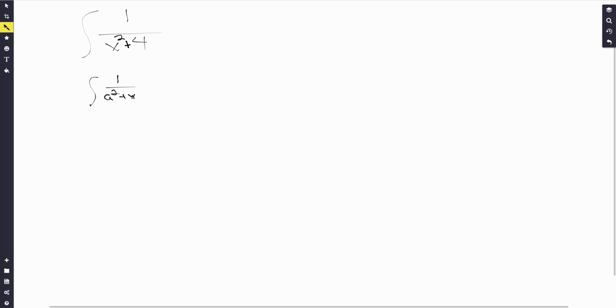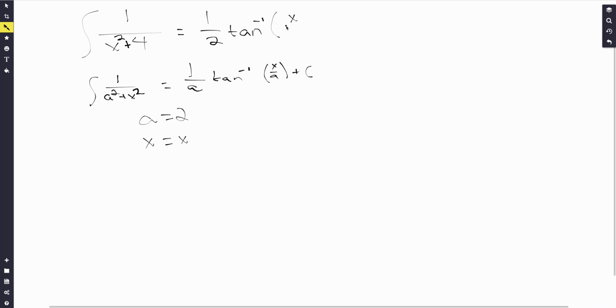Going back to our formulas that I wrote down, this resembles the integral of 1 over a squared plus x squared, and that would be just like the 1 over a arctan of x over a plus c. So now we need to know that the a in this case is always going to be a constant, so it'd be 2, and then the x would just be x. Now we can simply plug this in, so 1 over 2 arctan of x over 2 plus c. And that is our final answer.